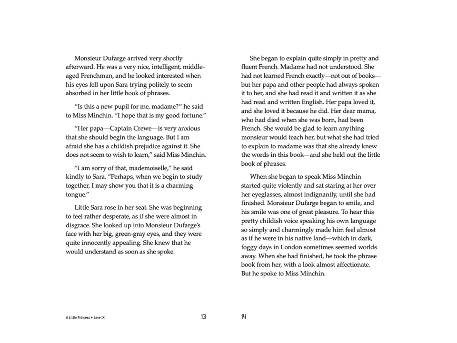Madame had not understood. She had not learned French exactly, not out of books, but her papa and other people had always spoken it to her, and she had read it and written it as she had read and written English. Her papa loved it, and she loved it because he did. Her dear mamma, who died when she was born, had been French. She would be glad to learn anything Monsieur would teach her, but what she had tried to explain to Madame was that she already knew the words in this book, and she held out the little book of phrases.